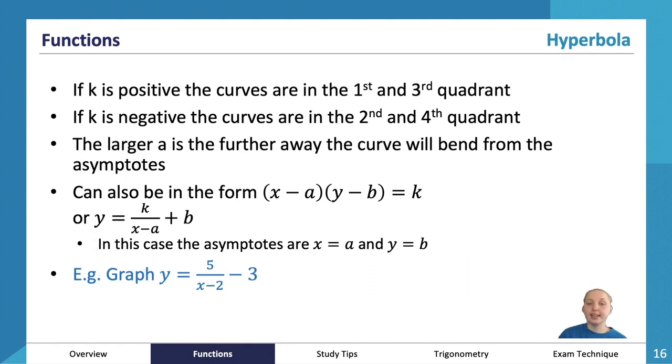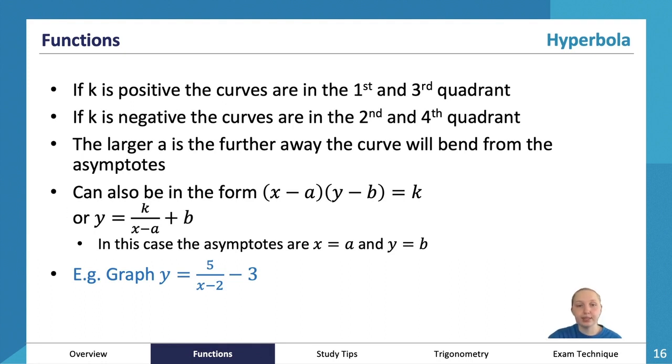Okay, so similar to moving any other graph, if we have x minus a, this is moving our graph left and right, and then the plus b is moving it up or down, depending on the values for a and b. So the bigger a is, the further away the curve is bending from the asymptotes. Okay, when we have our graph in this format, our x asymptote is equal to a, and our y asymptote is equal to b.